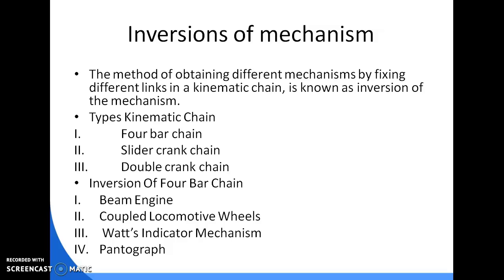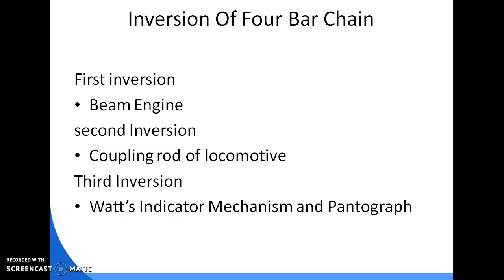Now the types of kinematic chain. We have generally 3 types of kinematic chain that we are studying: the 4-bar mechanism or 4-bar chain, the slider crank chain, and the double crank chain. First we will discuss the inversion of the 4-bar chain. The 4-bar chain has 3 inversions: first inversion, second inversion and third inversion.